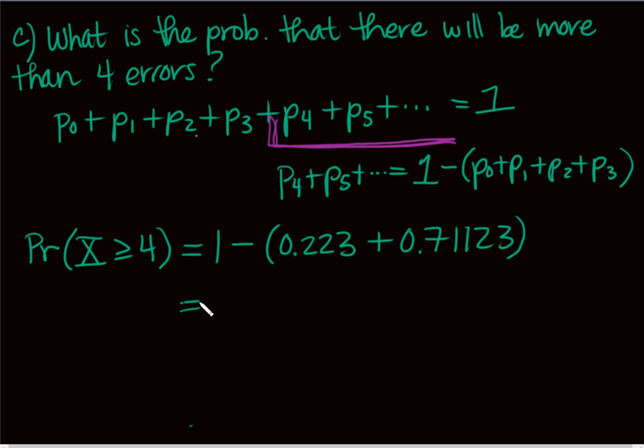And what do we get? The probability that I have more than 4 errors is 0.06577. So look at what we have. We have about a 6.6% chance that if I grab a page at random, I will have more than 4 errors, or 4 or more errors. Okay, I hope that makes sense.